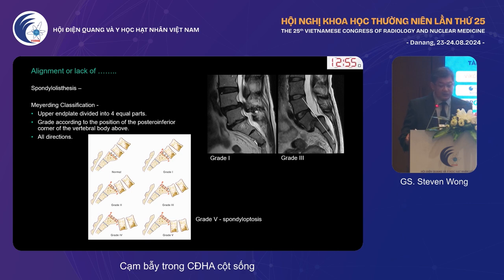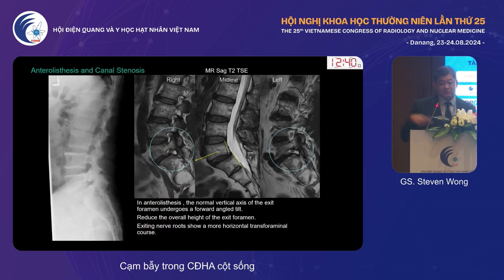Okay. So alignment or subluxation of the vertebral body. The Meyerding classification is the one that most people use, and it goes from grade 1 to grade 4, and I'm sure you're very familiar with it. I've only ever seen a grade 5 once in my life, right? Patient was obviously paraplegic, and it was a congenital thing.